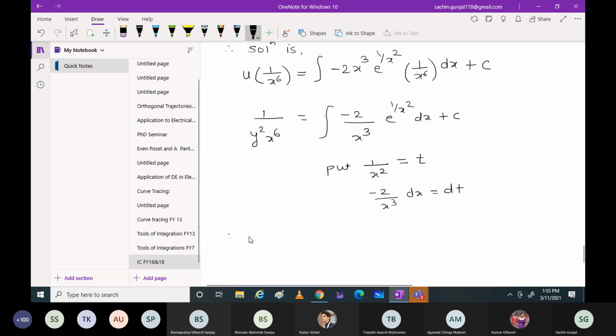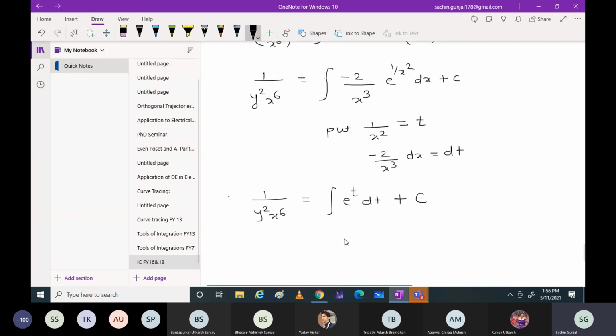So therefore, 1 by y square into x raised to 6 is integral e raised to t dt plus c. Okay. But integration of e raised to t is e raised to t. Therefore, 1 by y square x raised to 6 is e raised to t, e raised to 1 by x square plus c. Is that fine? Yes, sir. Okay.